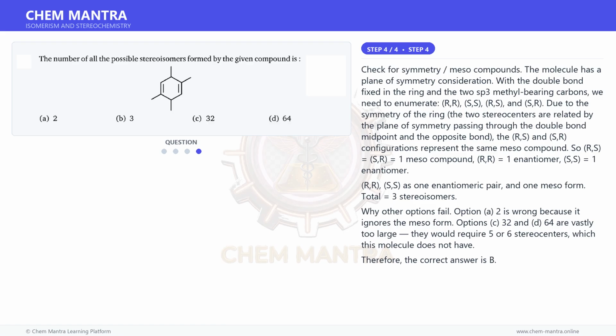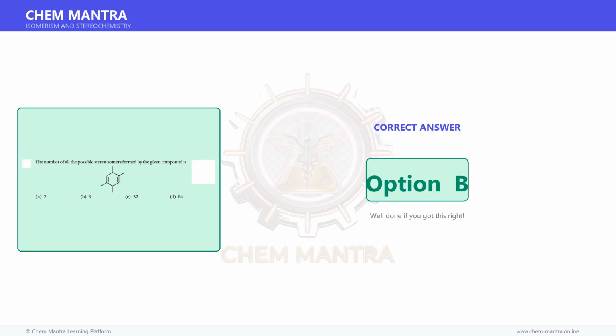Why other options fail? Option A, 2, is wrong because it ignores the meso form. Options C, 32, and D, 64, are vastly too large. They would require 5 or 6 stereocenters, which this molecule does not have. Therefore, the correct answer is option B.